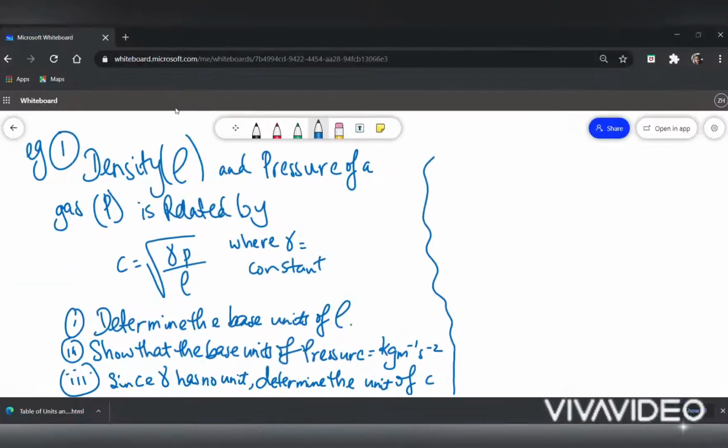Well, let's find out. Okay, so here we have our first example where we are asked a few different things in a question like this. So we are given an equation where we have density being rho and pressure, of course, of a gas being P, related by an equation given below.